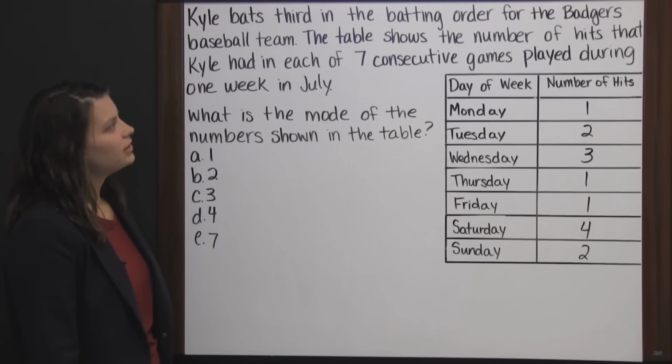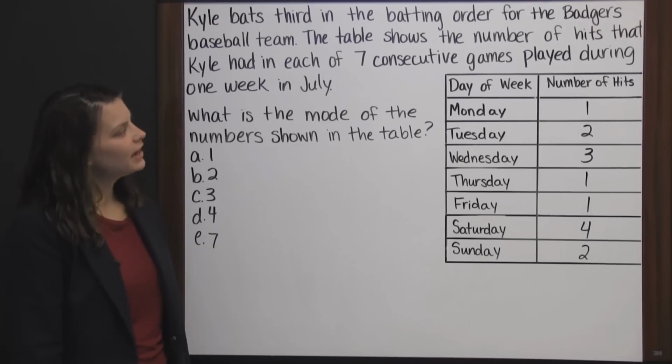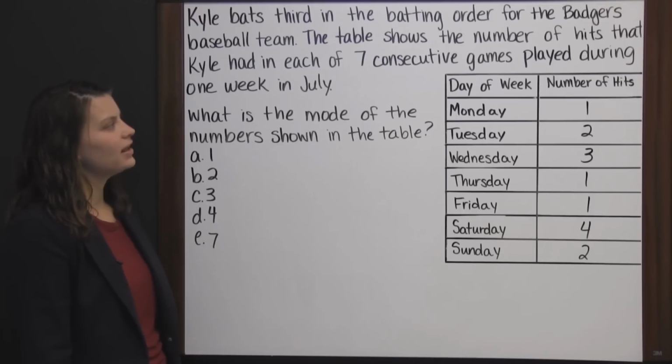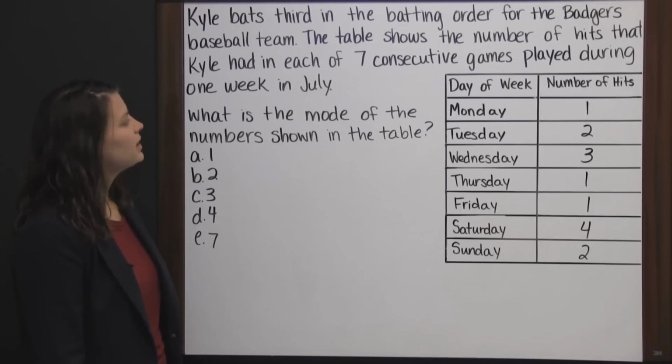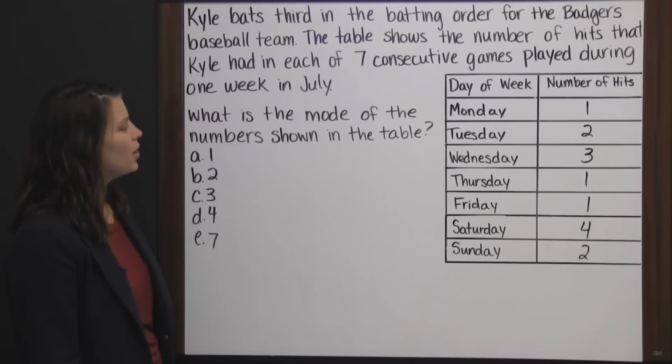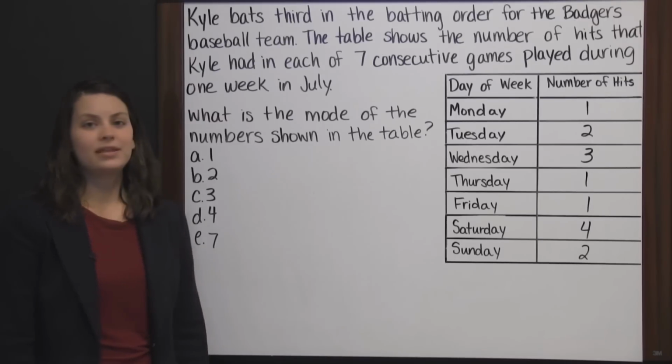Kyle bats third in the batting order for the Badgers baseball team. The table shows the number of hits that Kyle had in each of 7 consecutive games played during 1 week in July. What is the mode of the numbers shown in the table?